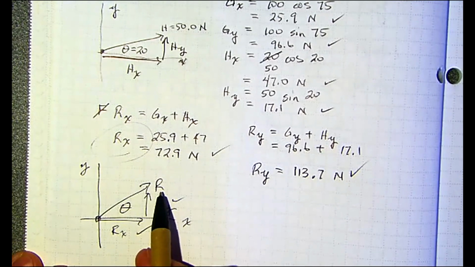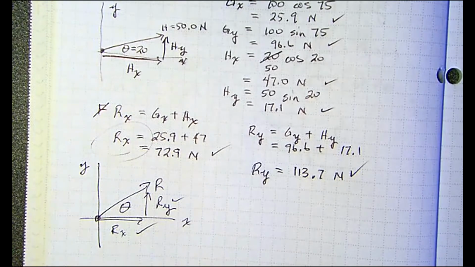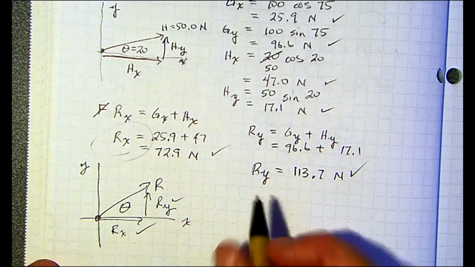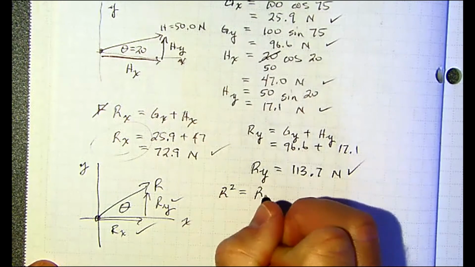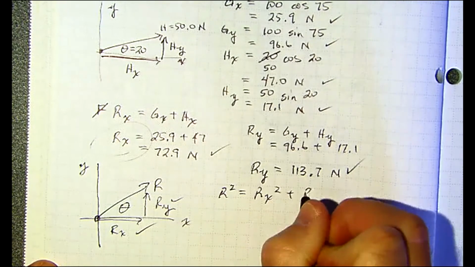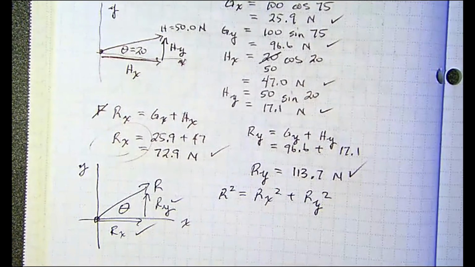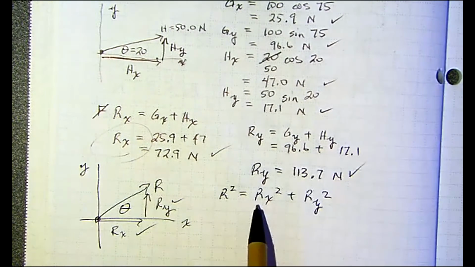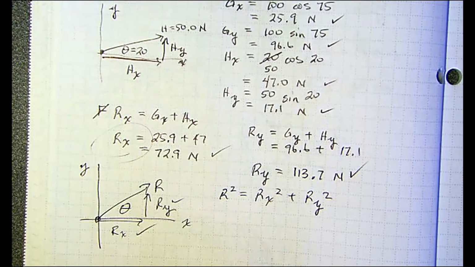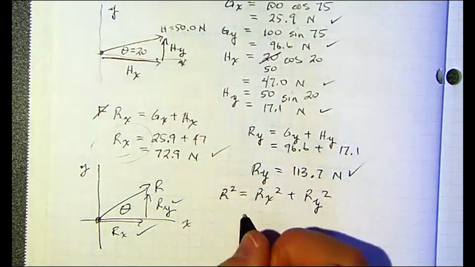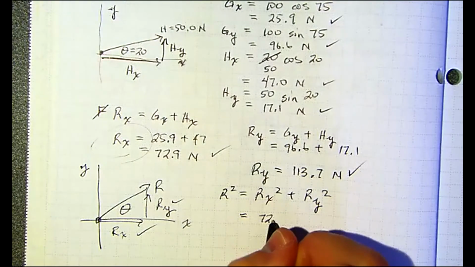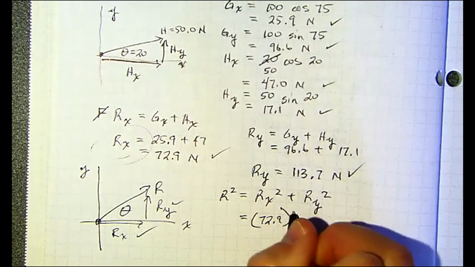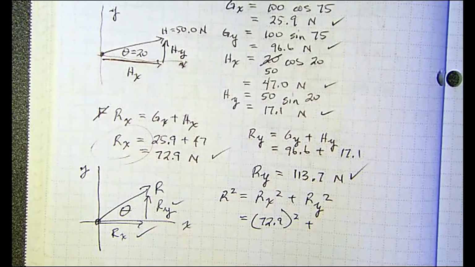This R value is the hypotenuse of a right triangle, and the hypotenuse of a right triangle can be used in the Pythagorean theorem. Remember the Pythagorean theorem? I know it doesn't look like it, a squared plus b squared equals c squared, but I promise you it's the same if you consider the R to be the hypotenuse. Since we know R sub x is 72.9, 72.9 squared, and we know R sub y is 113.7 squared.